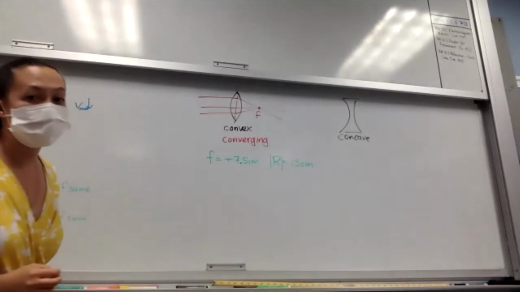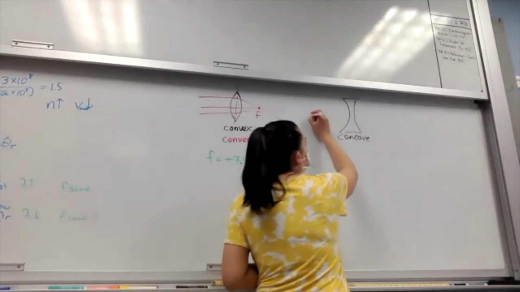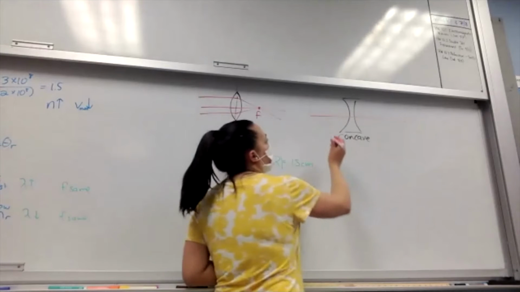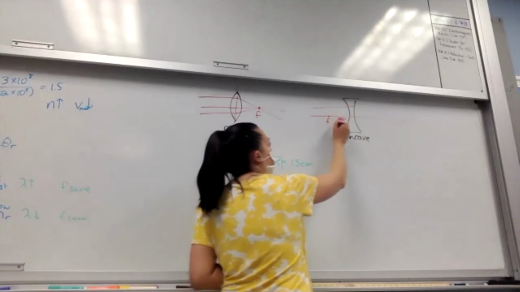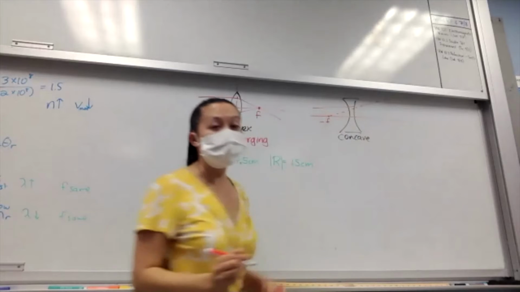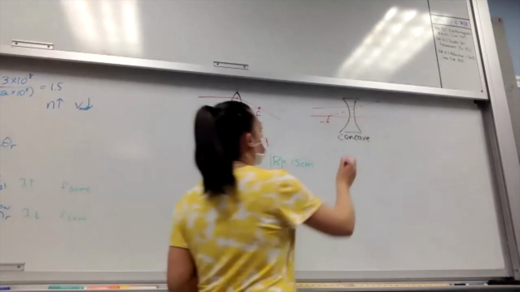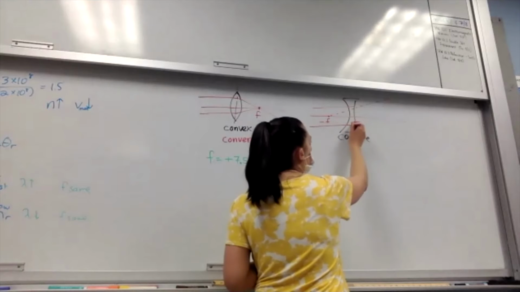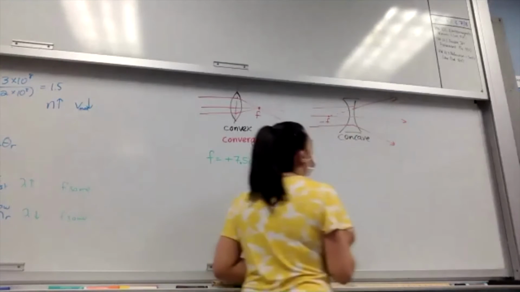And a thing to be careful about with diverging is they don't just randomly go apart. They go apart as if they all came from the same location back behind the lens. So we would call this a negative focal length because the light rays literally don't meet up there. The light rays are these three rays that go off over here.